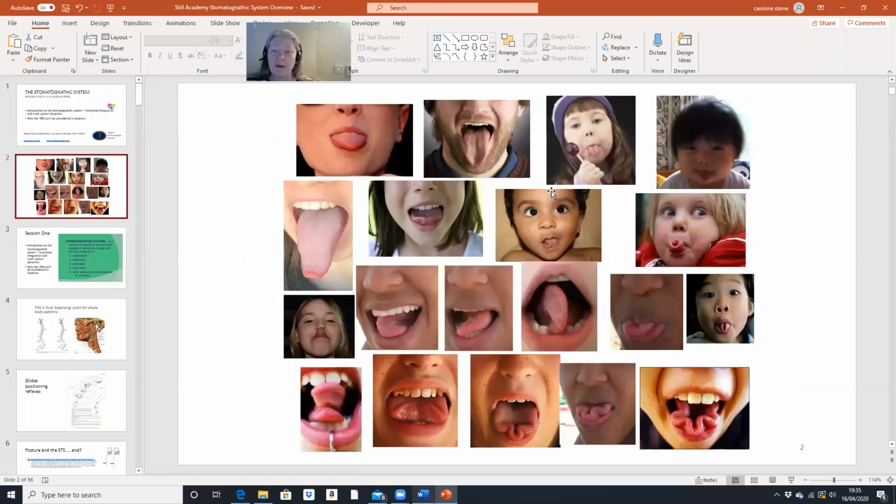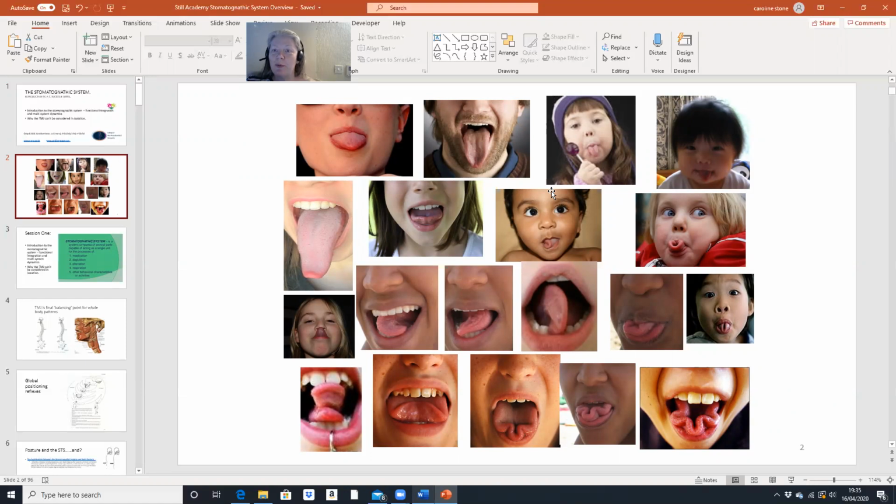So when we look at the Stomatognathic system, obviously this is the facial skeleton, the mouth, lips, tongue, and the surrounding tissues, the maxilla and the mandible, and it's how this zone works with the cranium, the throat, and the neck, and has influence on and is influenced by a whole variety of things.